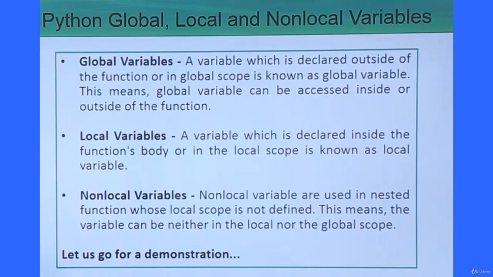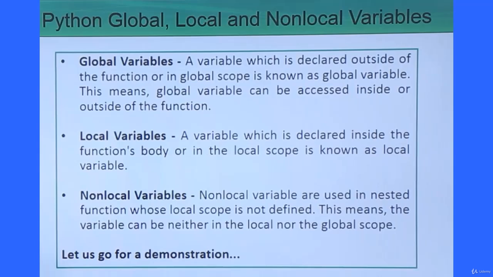Local variables. A variable which is defined or declared inside the function's body, that means within the function body we have defined one variable, or in the local scope, is called the local variable. So in case of a global variable, the variable will be declared outside of the function in the global scope. In case of local variables, the variable will be declared within the function or in the local scope.